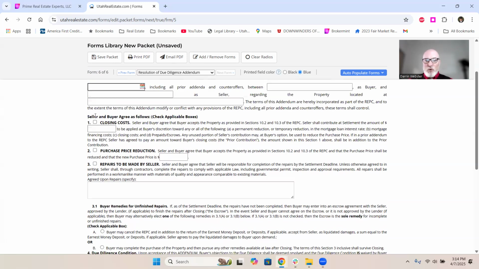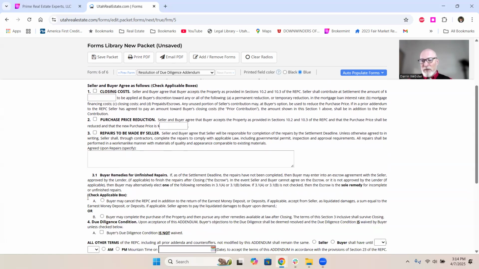Now, you can do a combination of these. You could go for credited closing costs, but state these things still have to be repaired, or you could go for a purchase price reduction and go for closing. I mean, you could go for all three if you want. It's whatever you negotiate. The important thing is that these agreed upon repairs need to be stated very specifically, so it's easy to document whether or not they have been completed prior to settlement.